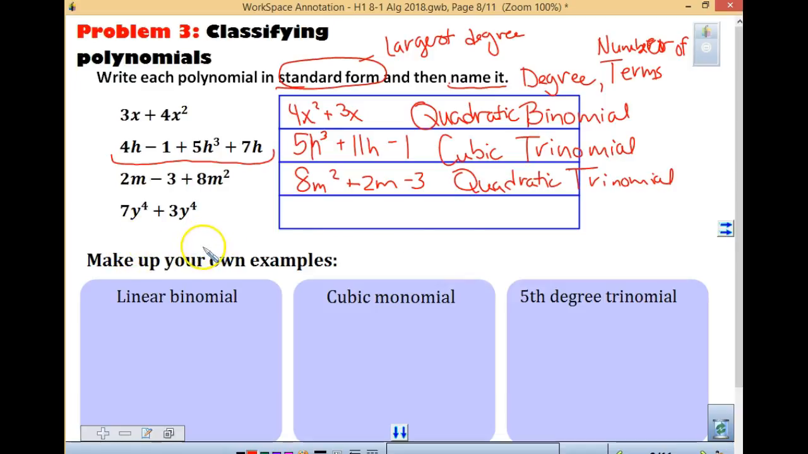We look at that last one. We got y to the fourth and y to the fourth. We can add those. Those are our like terms. So we're adding the coefficients that are in front. So the 7 and the 3, Kylie, gives us 10. Y to the 4th. So if I'm naming it, Jack. Fourth degree. And then monomial. Because there's only one term.